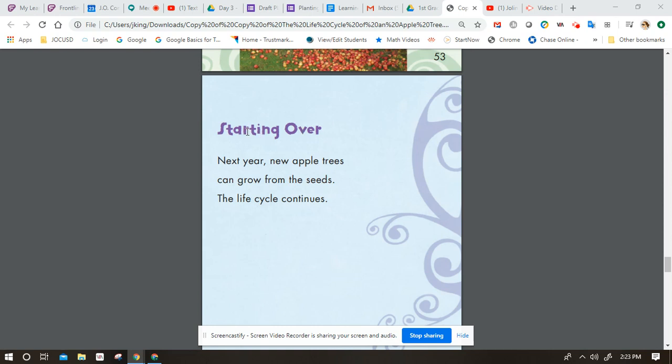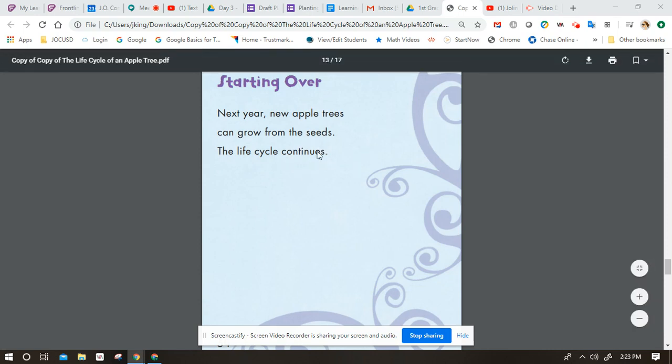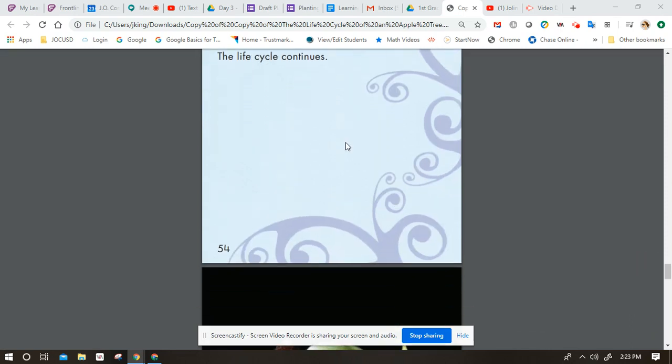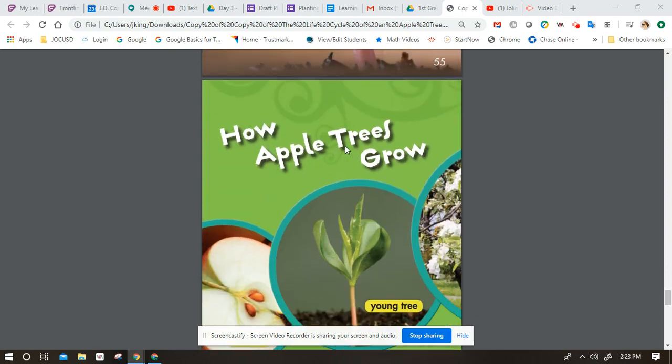Which brings us to our next heading, starting over. This shows us that it's a cycle. That's what it means. Things go around and around, and the life cycle continues. We see more great pictures.